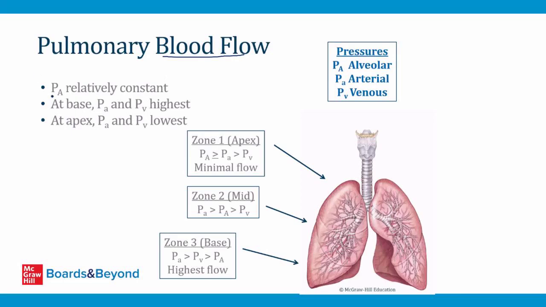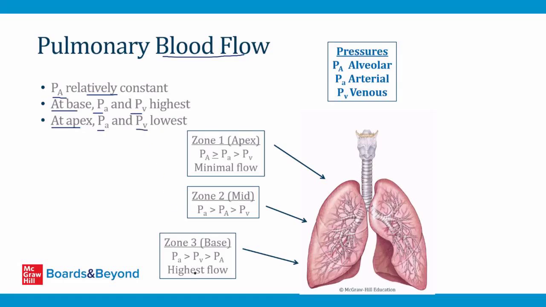So the pressure of the gas inside the alveoli, the P sub big A, is relatively constant throughout the 3 lung zones. But at the base, where you have the most blood flow, you generate a lot of arterial pressure and therefore a lot of venous pressure. So P sub A and P sub V are highest at the base. And then at the apex, the situation is reversed. Because of gravity, there's relatively little blood flow at the apex, so P sub A and P sub V tend to get lower.